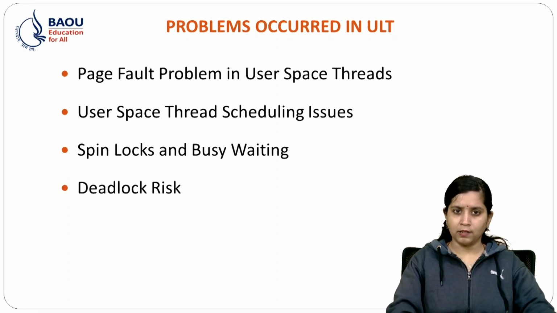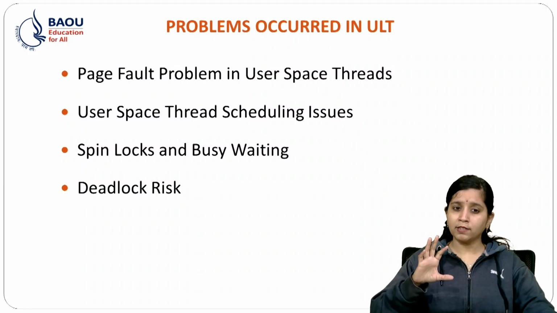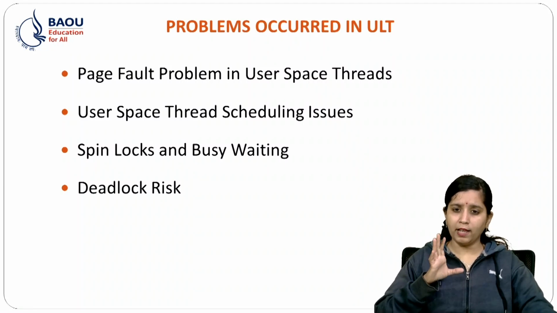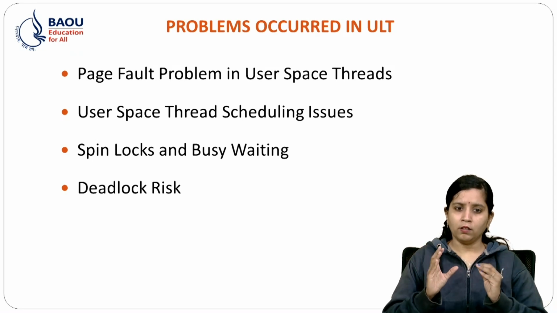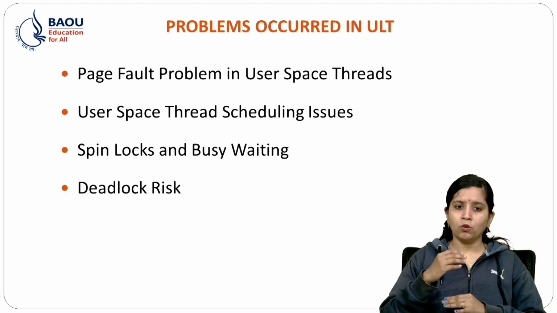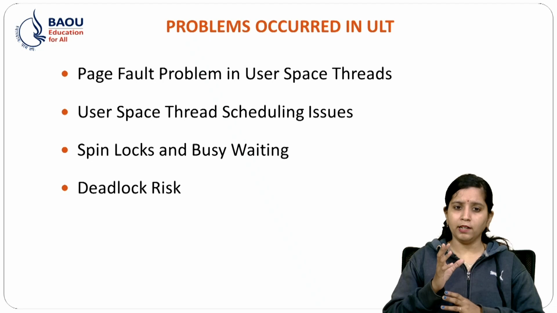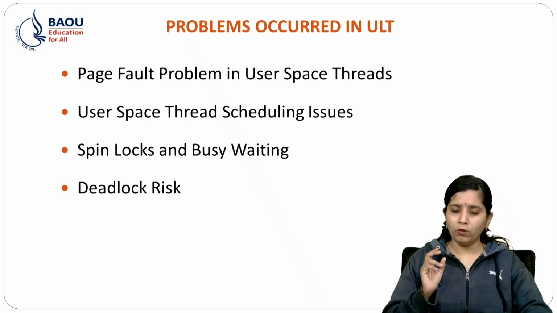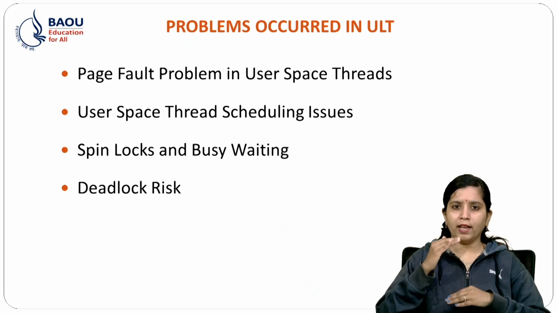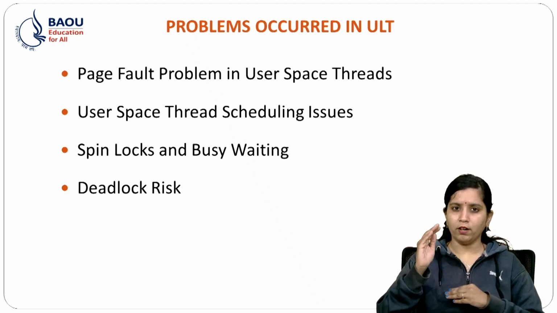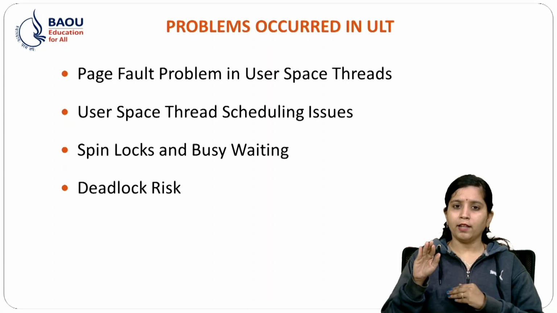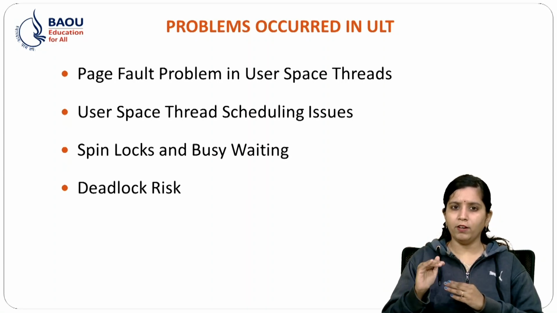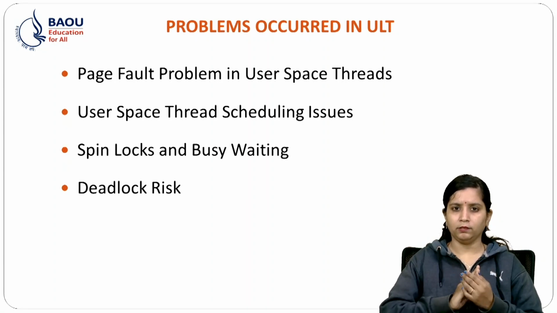Next is deadlock risk. What is deadlock? We will study about deadlock in the next chapter. Now just for the sake of knowing, let's see the deadlock risk. Without automatic control like clock interrupts, threads can end up waiting forever. This creates a deadlock where no thread can make progress and everything gets stuck.